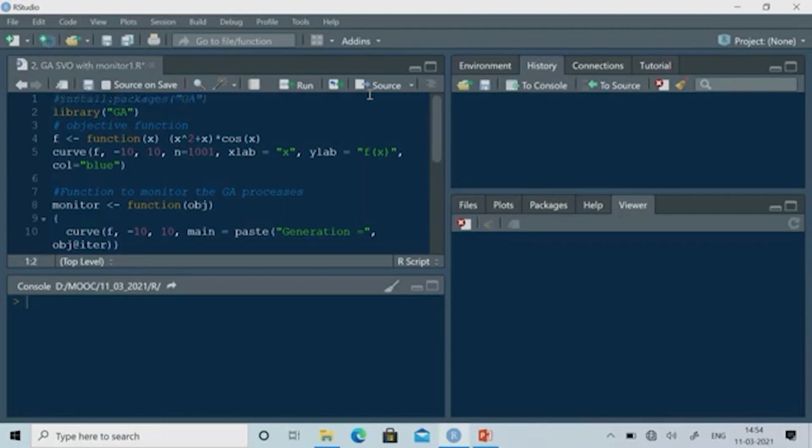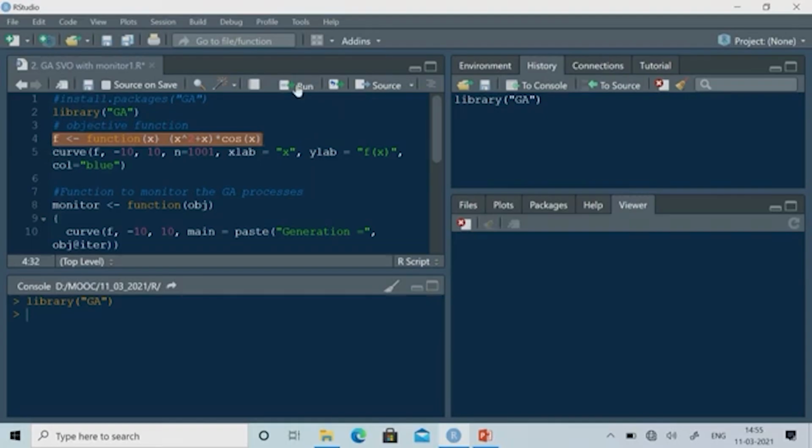So, I will just make a comment. So, I will not install that one. So, I will use the library. So, you execute the GA library, and then you have to write the function. So, already I have written this function. So, I will execute this one.